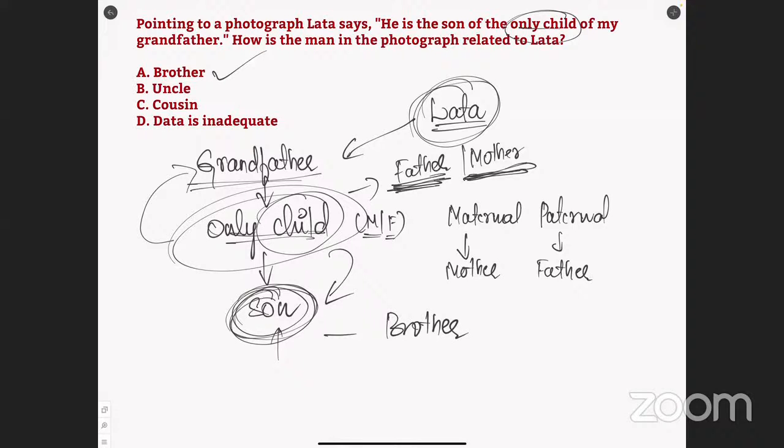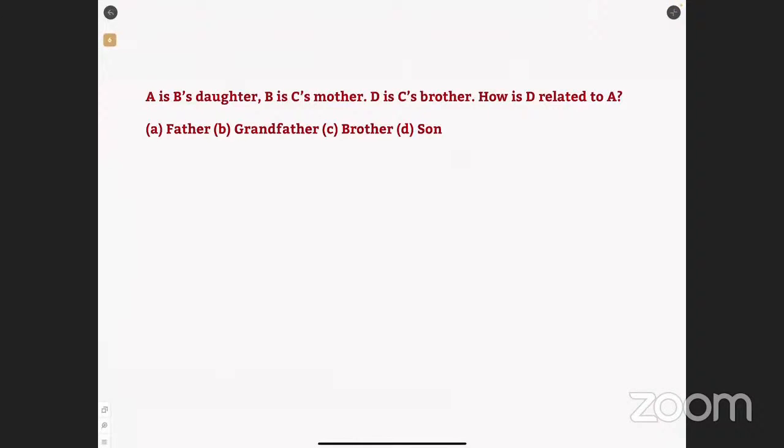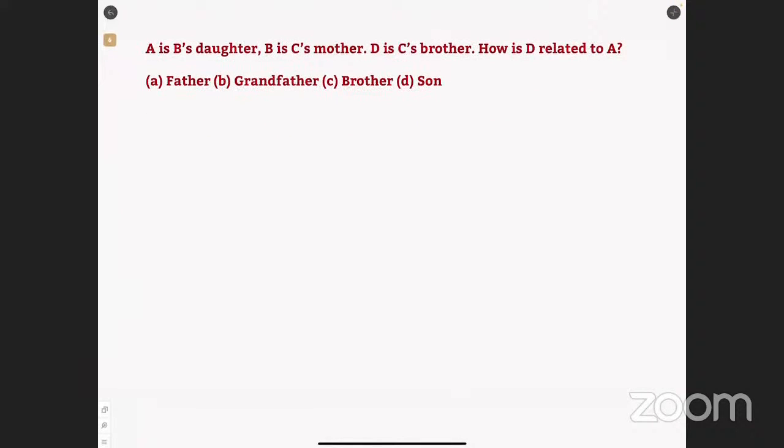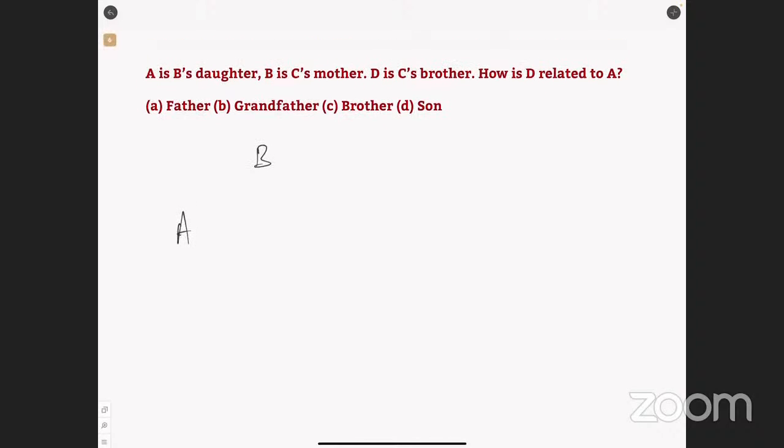Next, moving on. A is B's daughter. B is C's mother. How is D related to A? So that is the question in this case. Let me just break it down. A is the daughter of B. This is the daughter. We do not know the gender of B yet, nothing is mentioned. And B is C's mother. Okay, there is one more person.